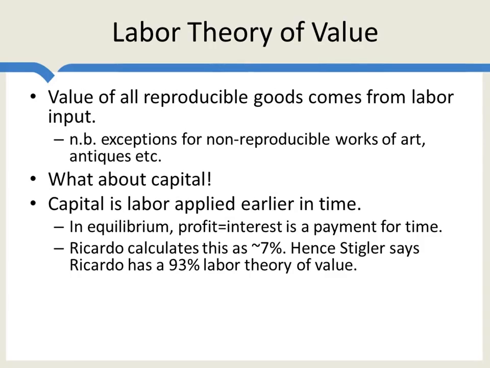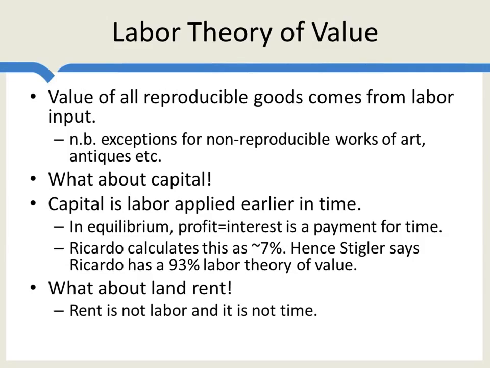Still, we have another gaping hole in the labor theory of value, and that's land. What about land rent? It's clear that rent cannot be a payment to labor. The land was never created by labor, maybe by God's labor, but we don't count that. So the land was never created by labor, not even earlier in time. And it's not time. There's no payment earlier in time. So we can't say that's an interest payment. So how are we going to keep the labor theory of value and also explain land rent?